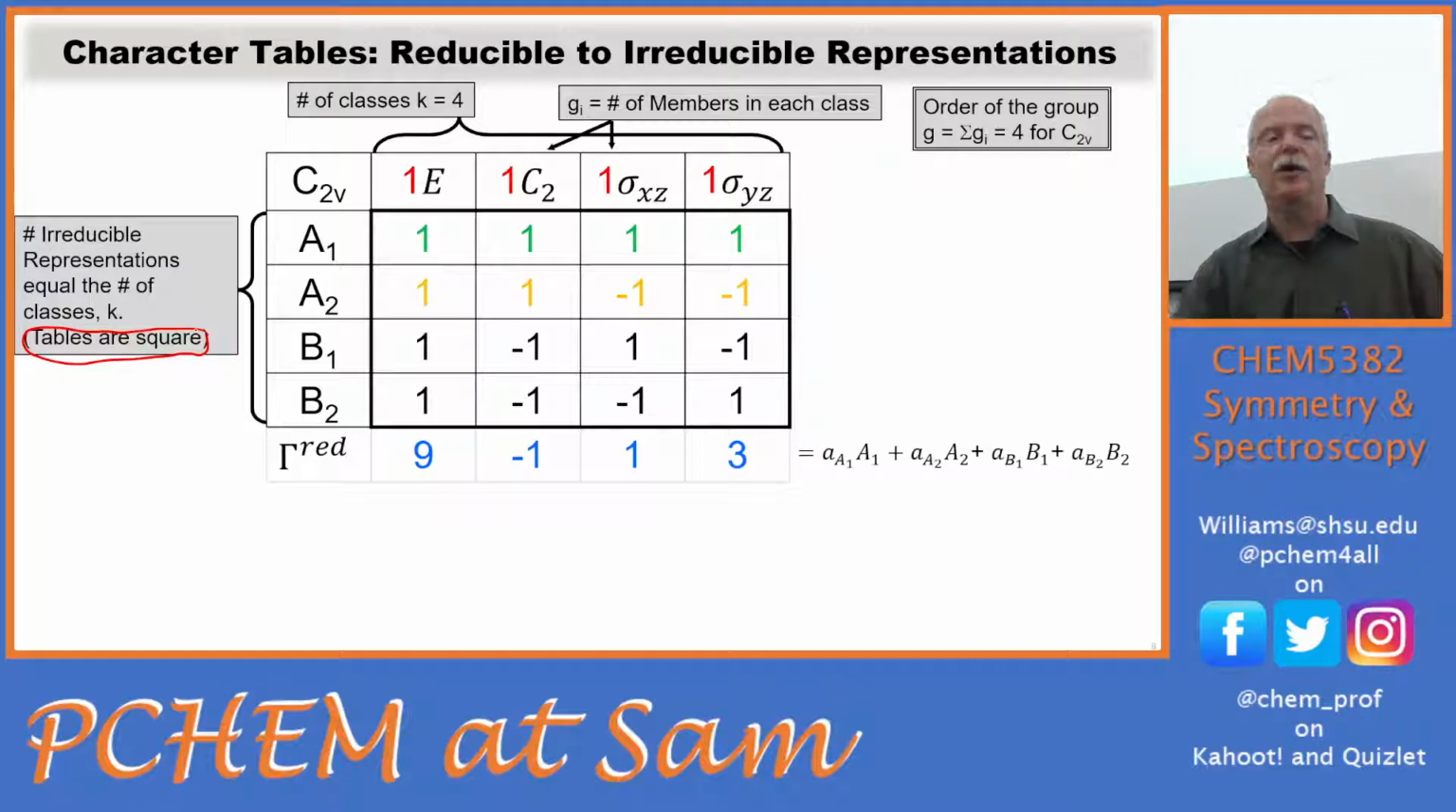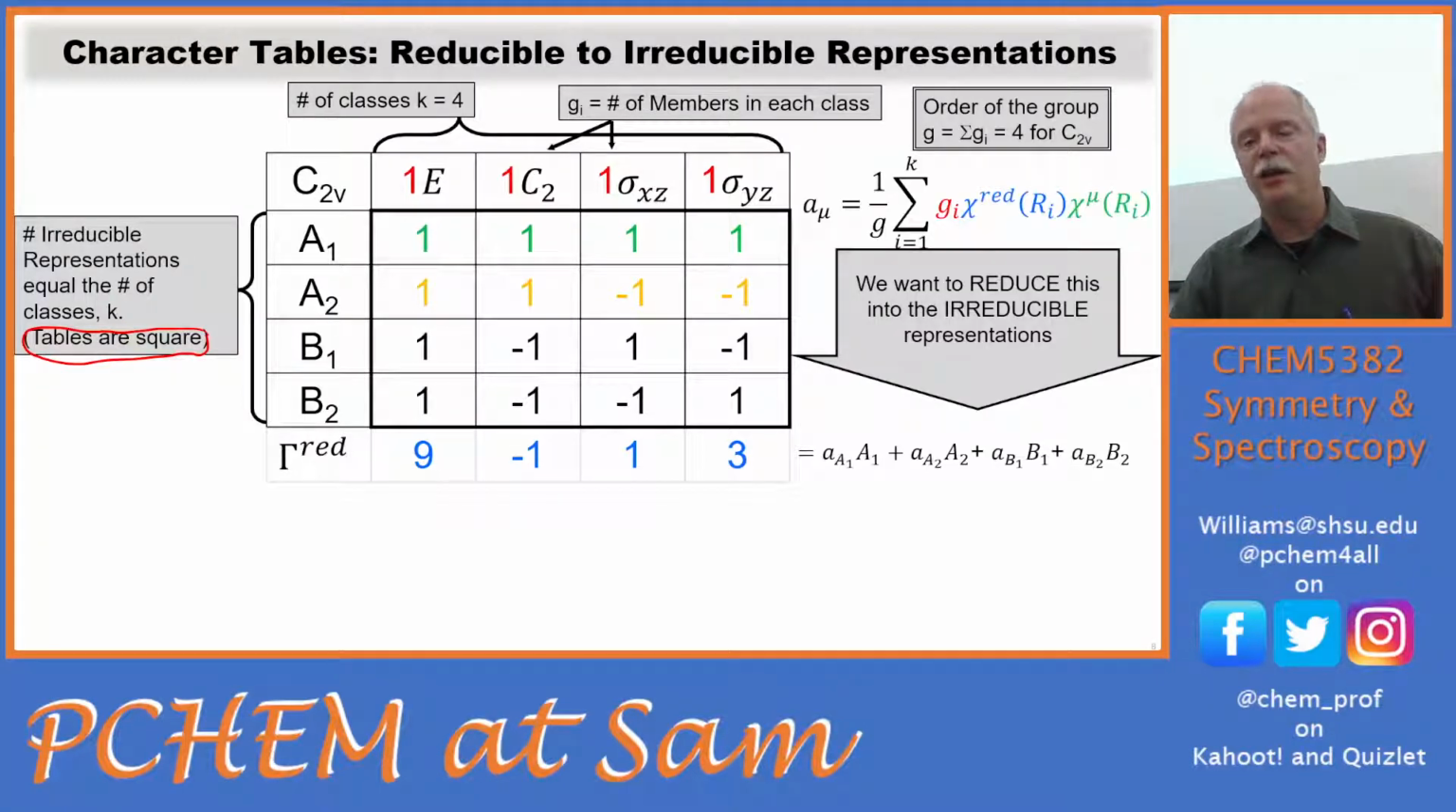So now let's decompose this reducible representation. What I mean by reducible is this right here is the sum of the irreducible representations with some coefficients in front. Like I might have 3 A1s and 1 A2 and a couple of B1s. And that will add up to this total, this 9, -1, 1, and 3 vector. So we're trying to figure out how many A1s we have, how many A2s we have in this total set of the vibrations and rotations of the molecule. And so this is the equation that we use.